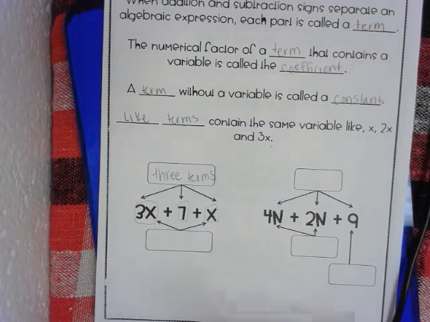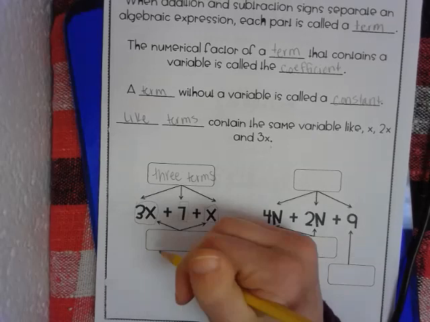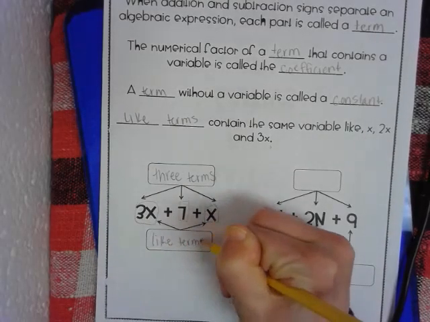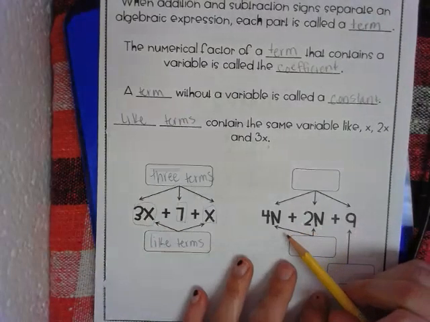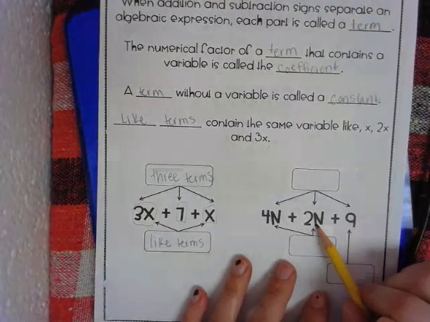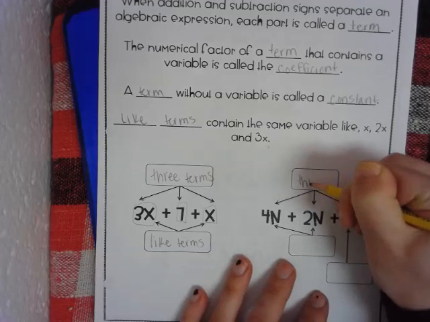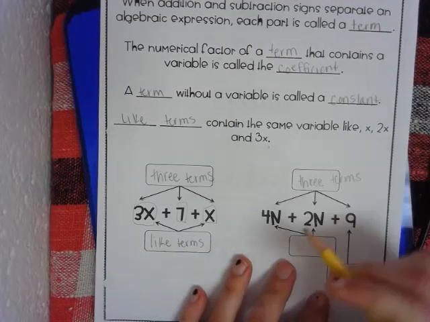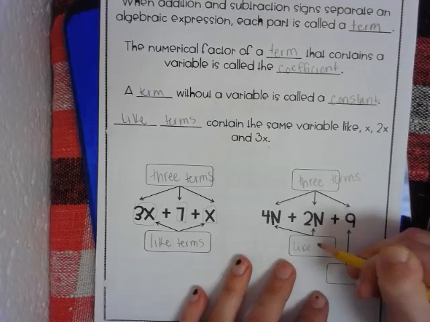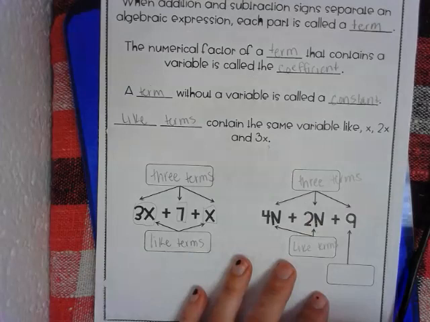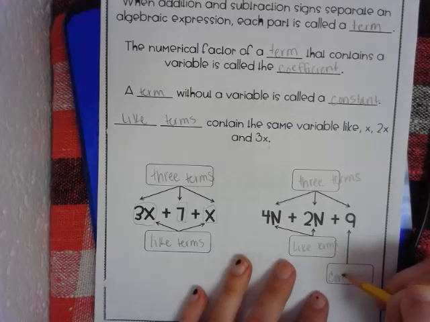And then these arrows at the bottom indicate that the 3x and the x are like terms because they contain the same variable x. Okay, so again, for 4n plus 2n plus 9, we have 1 term, 2 terms, and 3 terms. So that's 3 terms. The 4n and the 2n are like terms. And then that 9, again, when you have a number not attached to a letter or a variable, that is a constant. All right, turn the page.